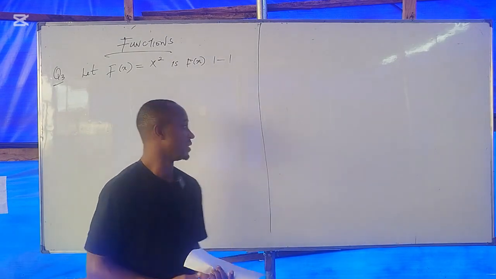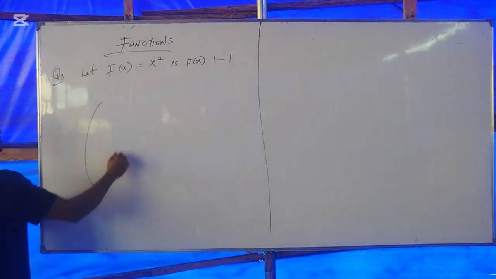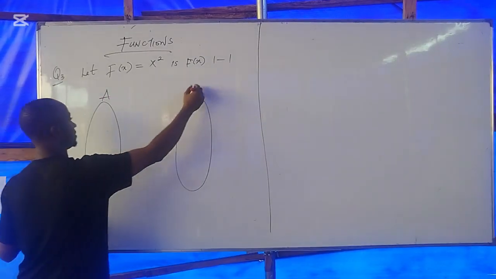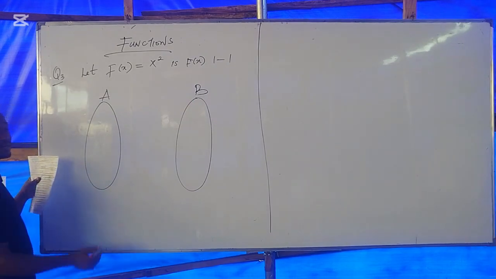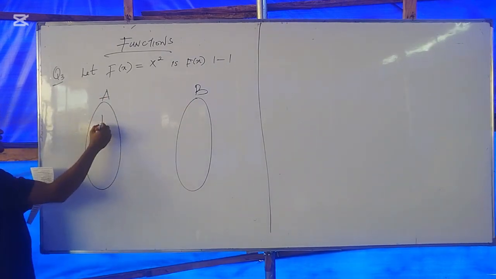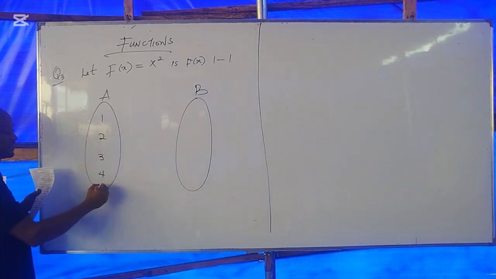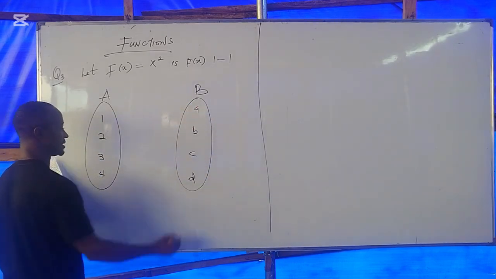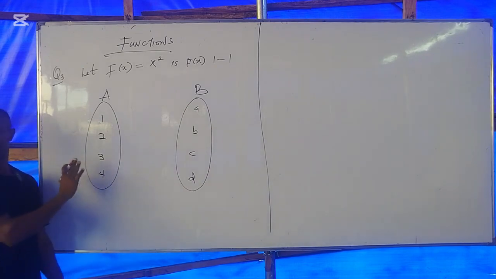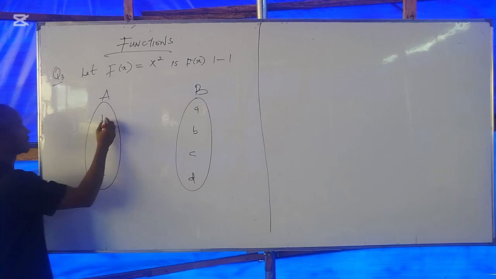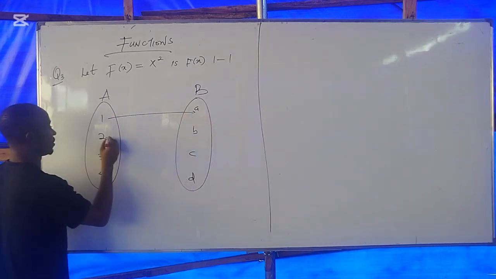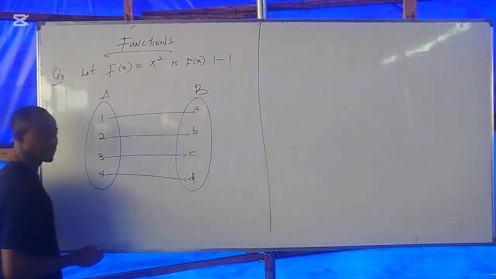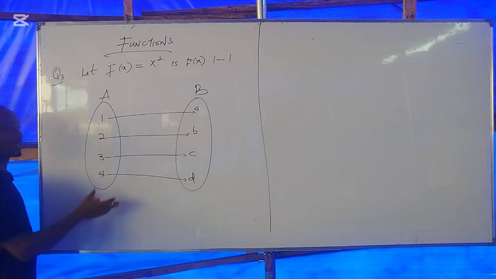If we have, for example, set A and set B, where the elements of set A are 1, 2, 3, and 4, and those of set B are A, B, C, and D, and I want to link them together, I can connect 1 to A, 2 to B, 3 to C, and 4 to D. We call it a mapping function.